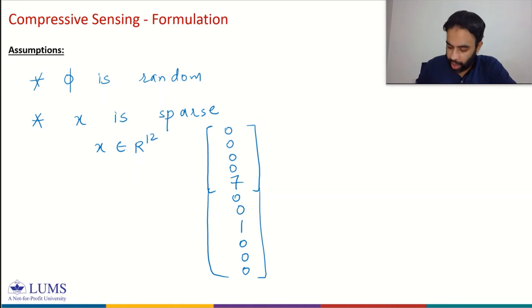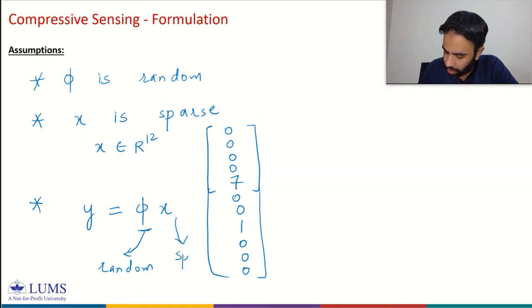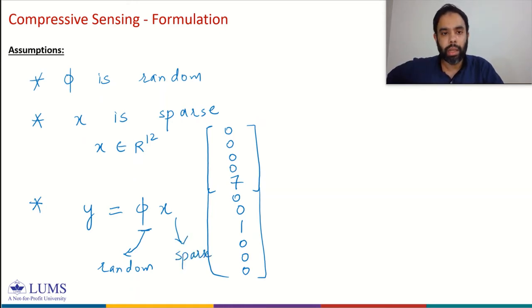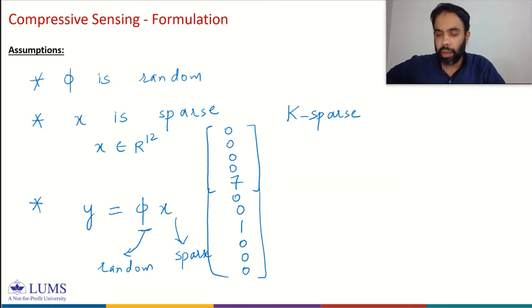So what we have is y is equal to phi x. We are assuming that phi is a random sequence and x is sparse. We refer to x as k-sparse if at most k number of entries of x are non-zero. So we say x is k-sparse if n minus k or more than n minus k entries of x are zero.